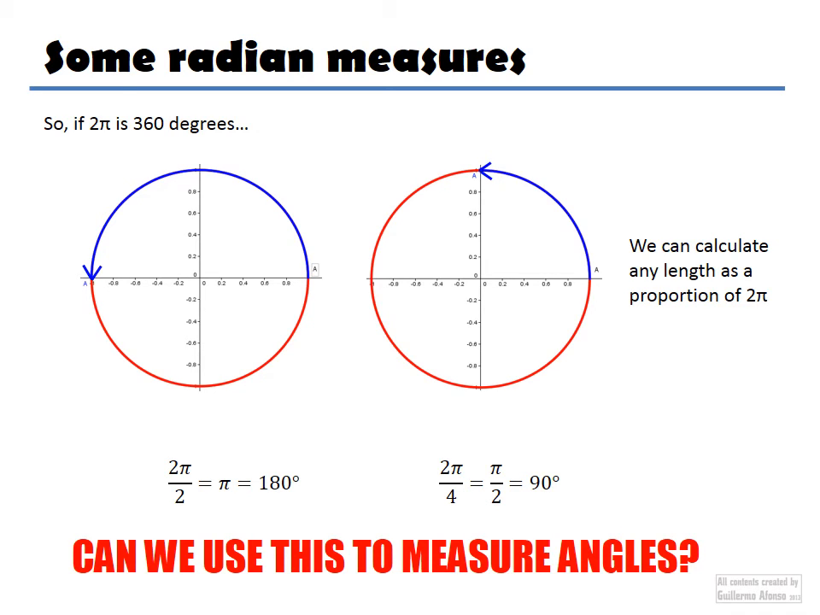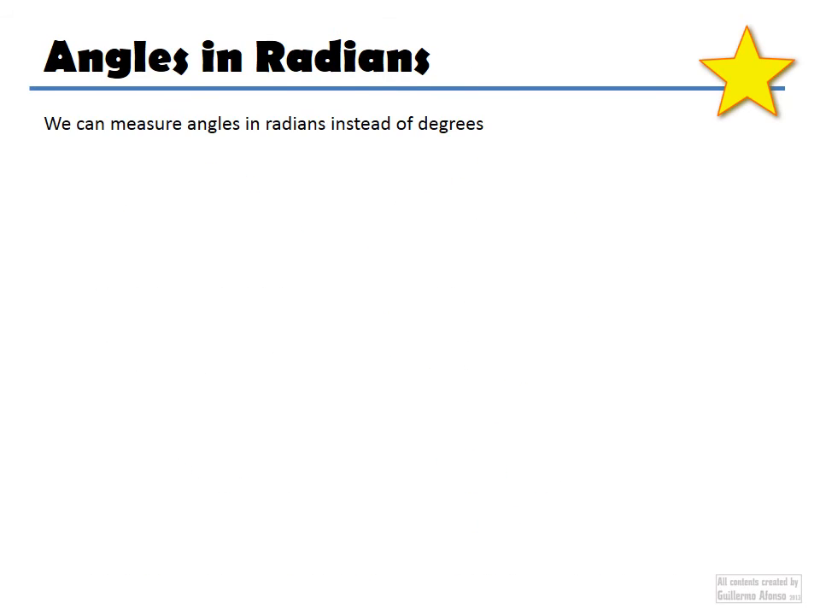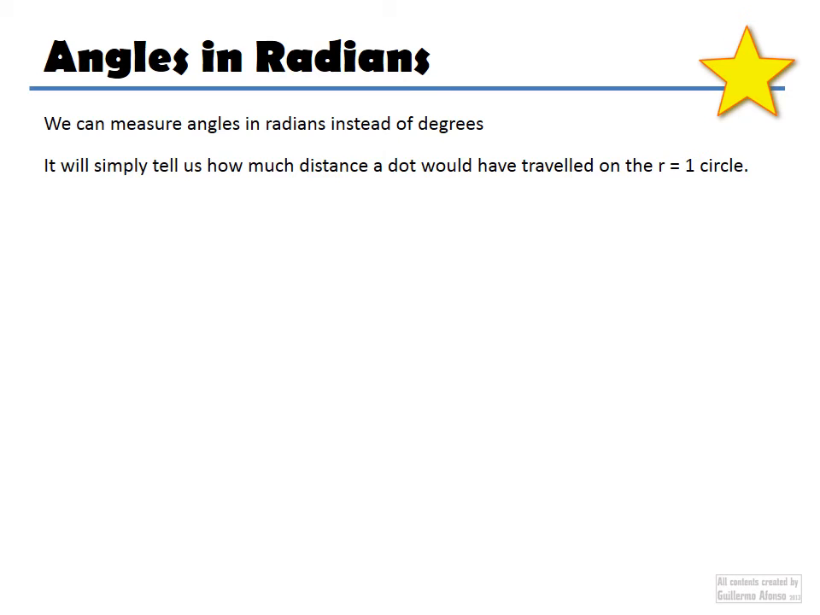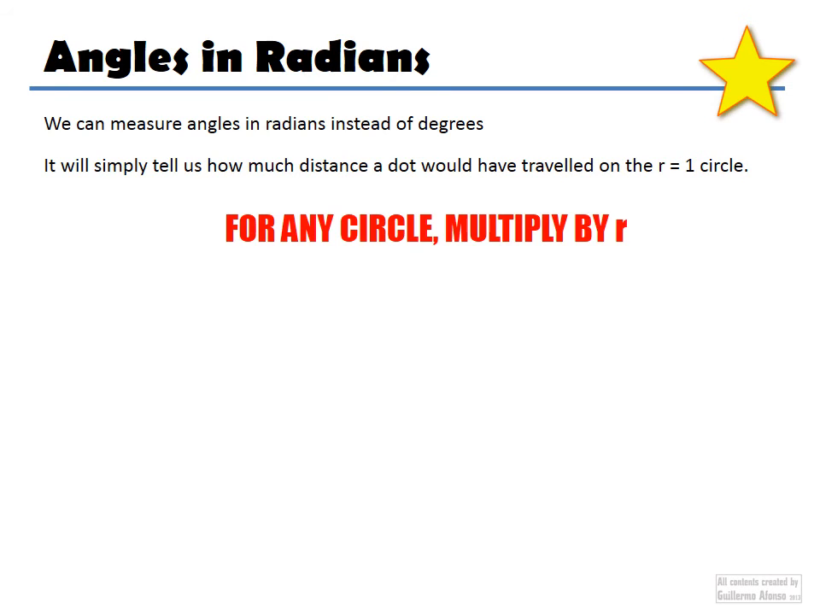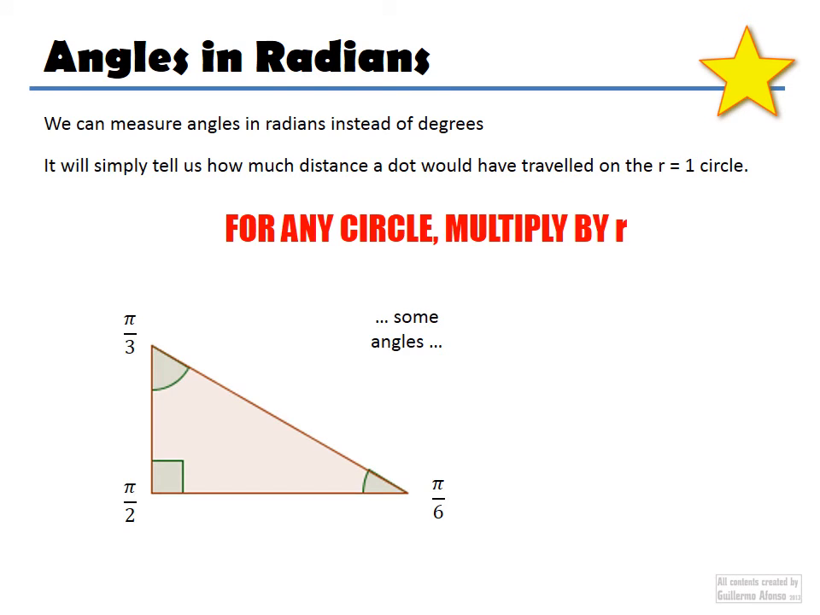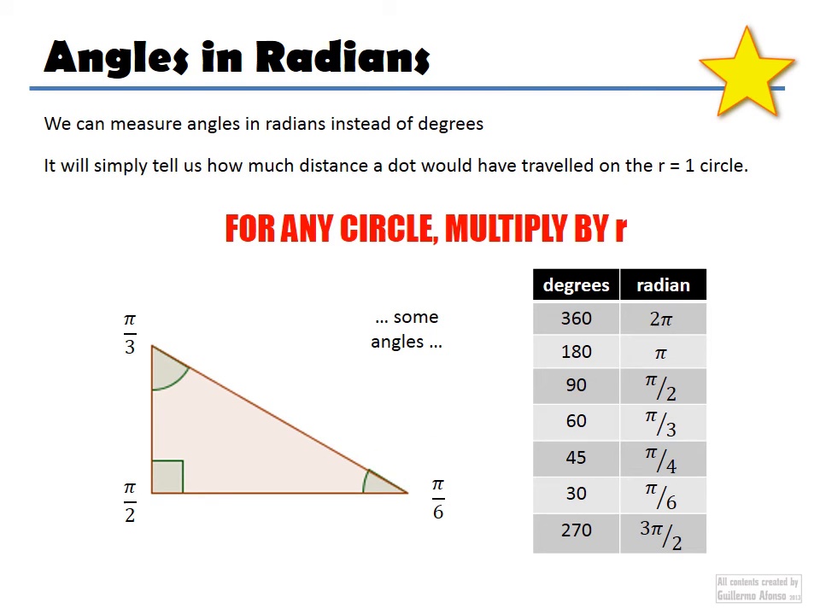So we can use this idea to measure angles. 90 degrees, we can say, is pi halves. And it will actually be a lot more useful. In a minute, I'll show you how. First, let me give you a bunch of important angles measured in radians. For example, pi halves, we saw, is 90 degrees. Pi thirds would be 60. And pi sixths would be 30. And here you have a bunch of equivalents.